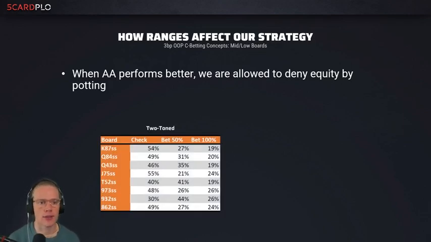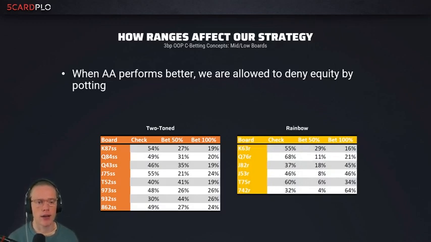If you have a look at these two charts in front of you, I have on the left-hand side two-toned board textures, on the right-hand side rainbow textures. What you will notice, particularly as the board textures get lower on the right-hand side, is that our betting range skews a lot more to potting our hands on boards like Jack 5-3, which we already saw, 10-7-5, and then in particular 7-4-deuce. Whereas on the left-hand side, that's not so much the case on these boards.